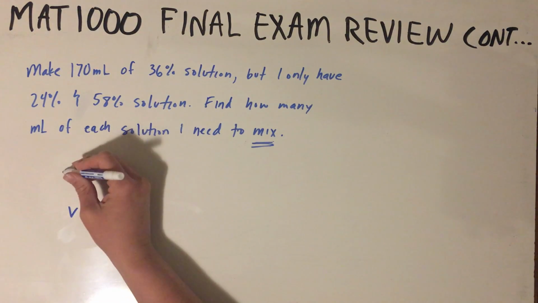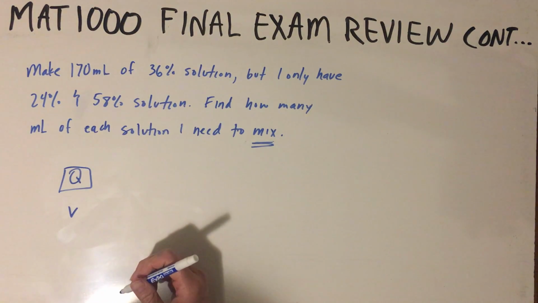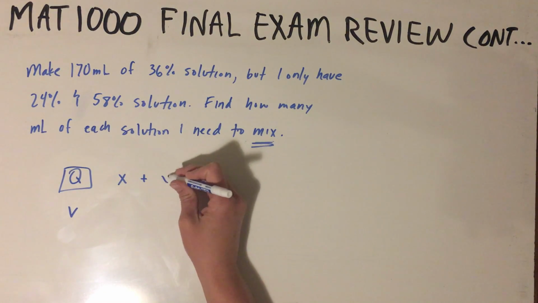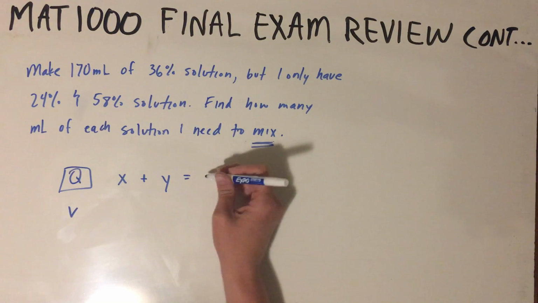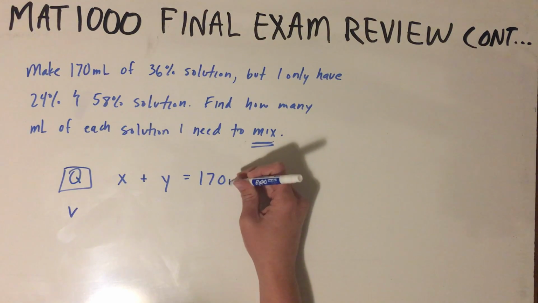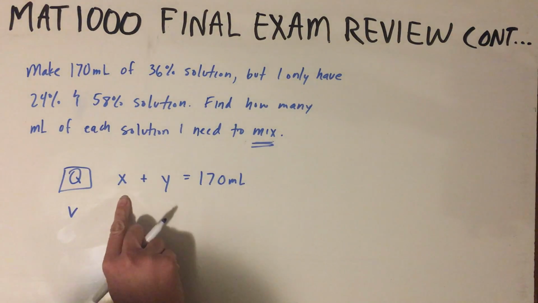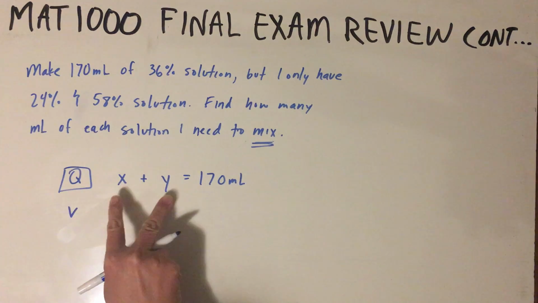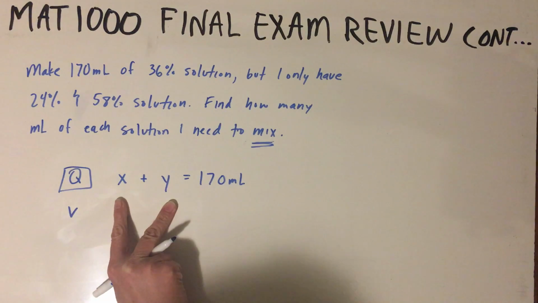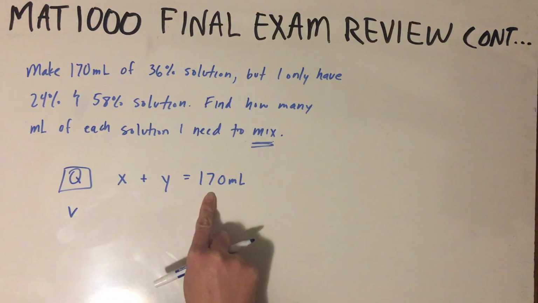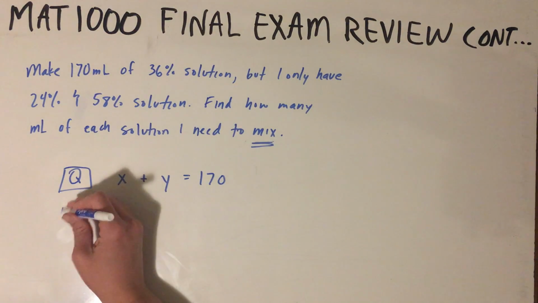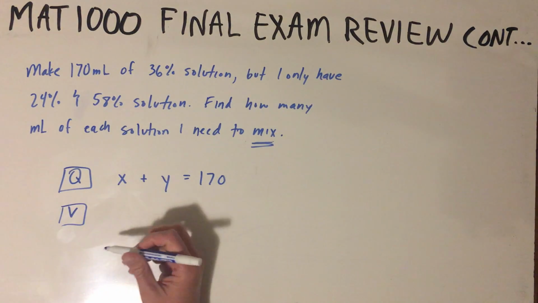Typically in a mixture problem, I like to think that there's a quantity statement and then what I call a value statement. The quantity statement is literally going to say, I'm going to have some of this stuff and some of this stuff, and that's going to be a total of 170 milliliters. I have no idea how much of this solution or that solution, but they're not the same types of solutions, so they have to be represented by different variables. It's going to be some of this and some of this mixed together to make that.